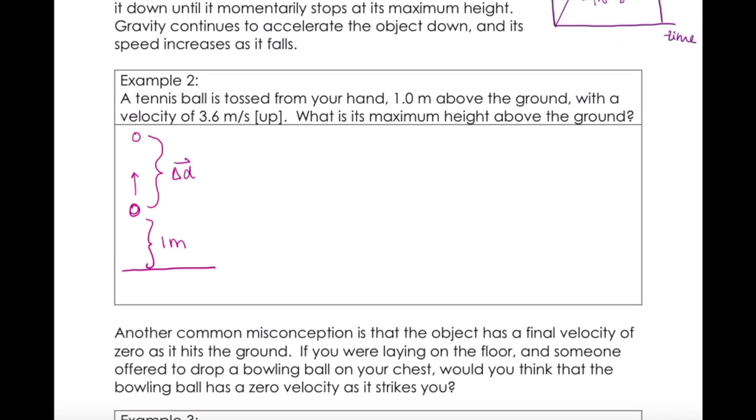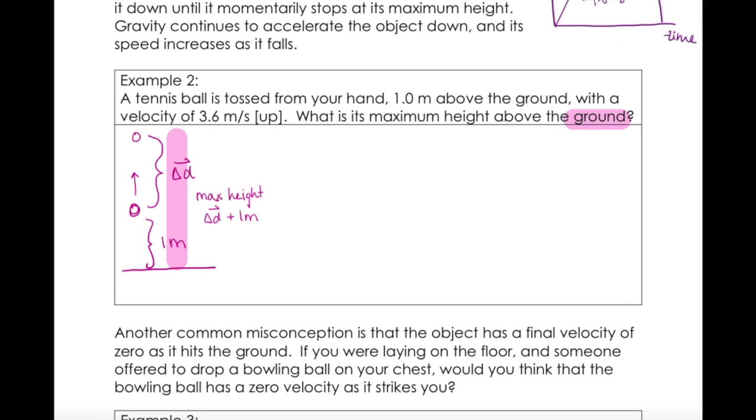Okay, so in order to find the maximum height above the ground, this is the key thing. It's asking us from the ground, what is its maximum height? We're going to have to add these two together. So we would do delta D plus 1 meter.